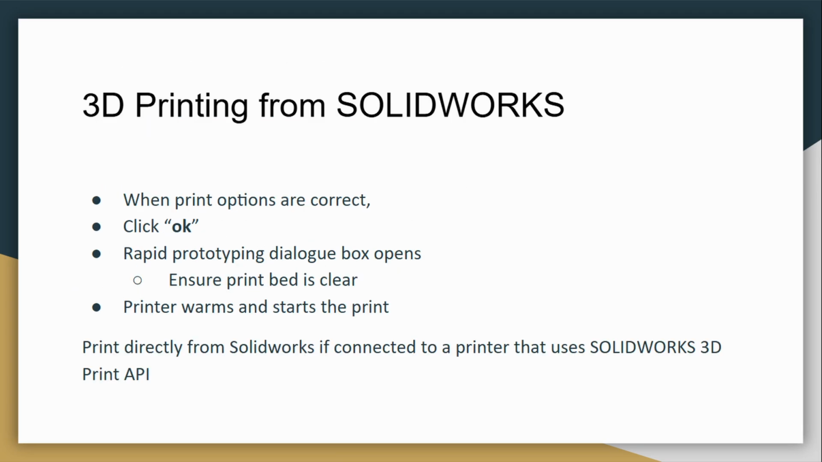If print options are correct, click OK. A rapid prototyping dialog box opens to ensure the print bed is clear. The printer warms up and the print starts. If your computer is connected to a printer that uses SOLIDWORKS 3D Print API, print directly from SOLIDWORKS.